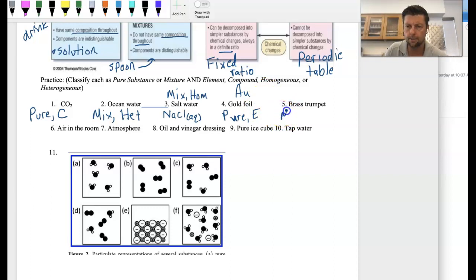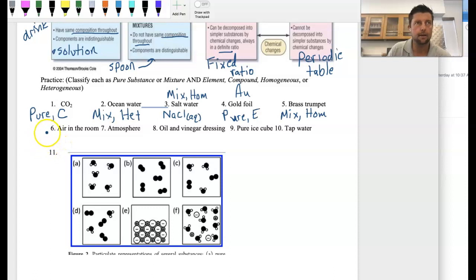So because it's a mixture of metals, as long as they're consistent throughout, so as long as there's the same ratio of copper and zinc, then that is going to be considered homogeneous. Now, it is true that you could have a mixture of metals like in coins where they're not mixed evenly, but in the case of the trumpet, it's safe to assume that the ratio of copper to zinc is going to be the same throughout.